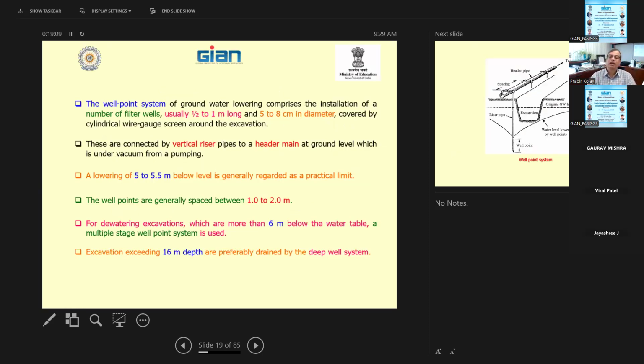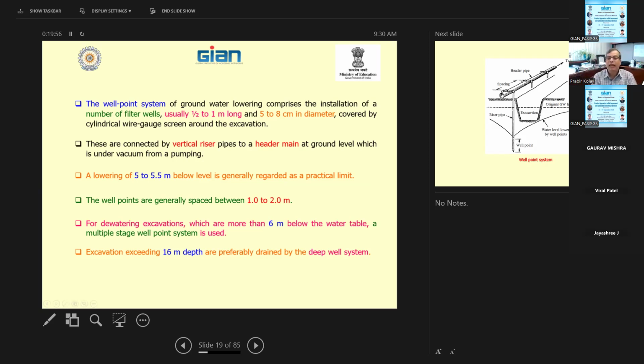There are a few things you need to know about the well point system. For the groundwater installation, the filter wells are usually 1 to 1.5 meters long, 5 to 10 centimeters in diameter. The vertical riser pipe is connected to the header main. In this case, the water can be lowered about 5 to 6 meters below the level, generally regarded as the practical limit, the maximum limit you can go. The well points are generally spaced between 1 meter and 2 meters. And if you want to remove the water level more than 6 meters, then you need to use not only single points, you need to use multiple stages.